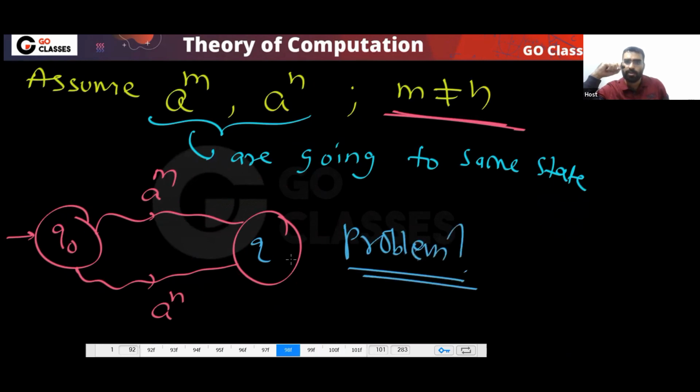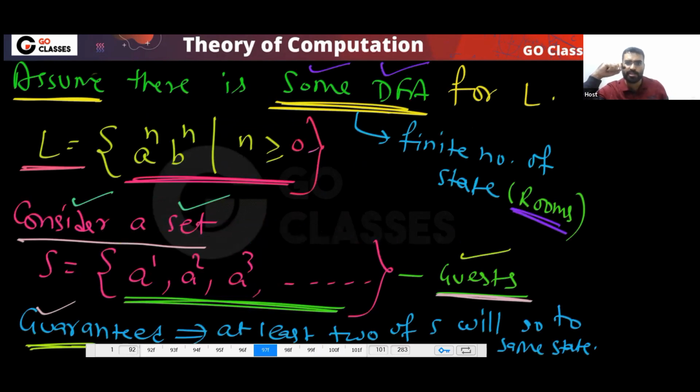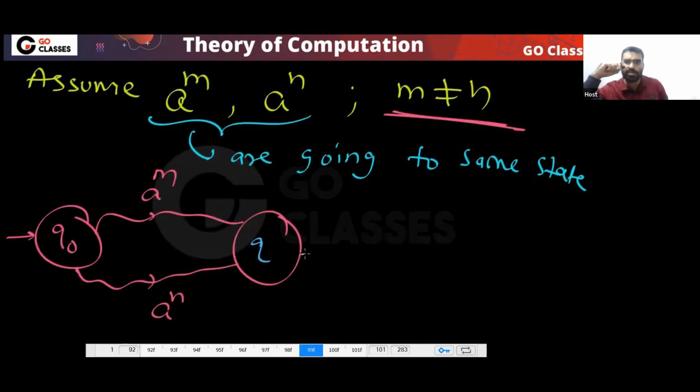Now there is a problem. If any two of them, whatever two you take, go to the same state, there is a problem. And what is the problem? The problem is this, where this will go on b power m.